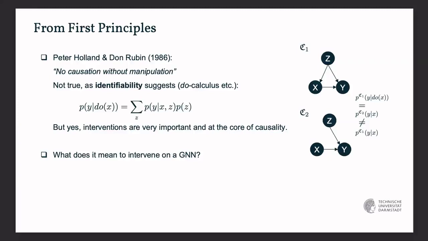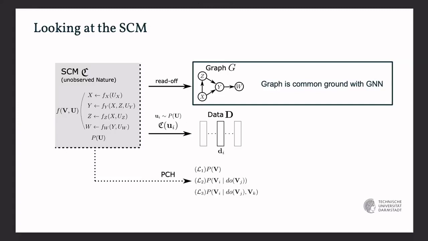And for that matter, we also had this intuition that an SEM, as a collection of these different mechanisms, generates data on all these different hierarchies of the ladder of causation that we have seen earlier, but it also implies this graph structure, right? And so this is a common ground with GNNs, right? So we have the graph now, and we have interventions. So how do we combine them?